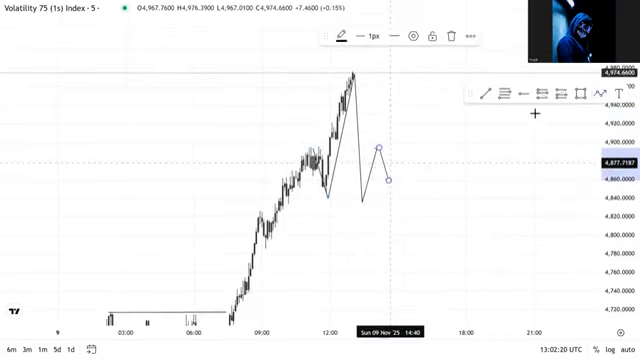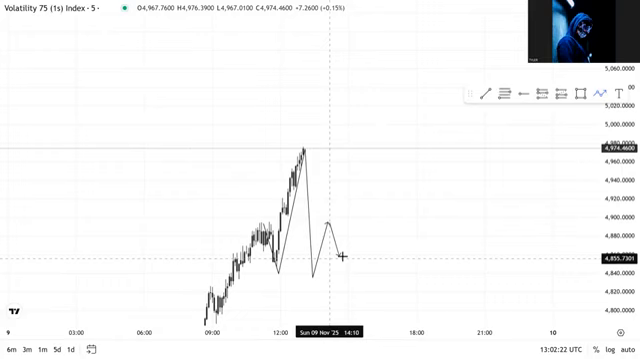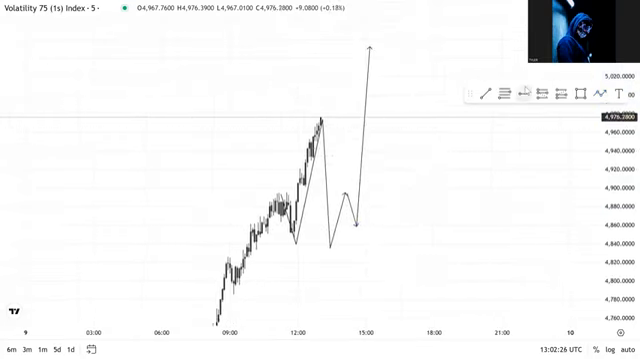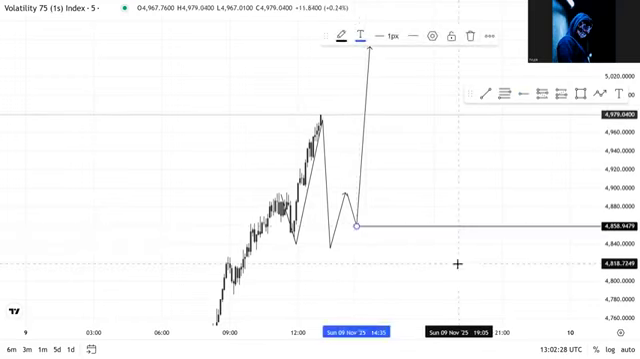Give me something like this, right? So now I have what, a type 2 setup, right?